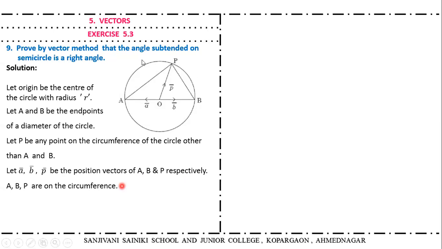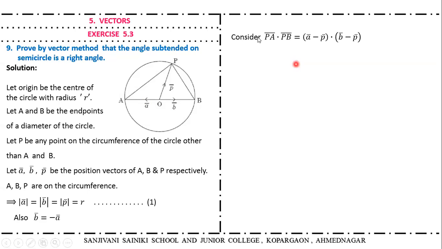So A, B, P are points on the circumference, which implies modulus of A bar, modulus of B bar, modulus of P bar are the radius of the circle. Also, this B bar is in the opposite direction to that of A bar. So B bar I can write as minus A bar.